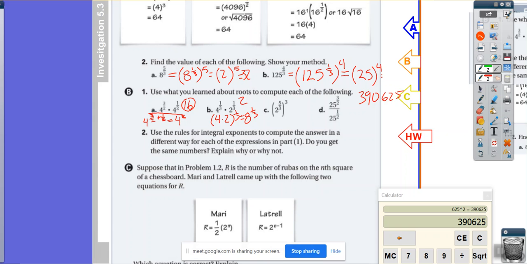What will we do in question C? What will we do with the exponents? When we are taking a power to a power, we'll multiply them, okay? So what is 5/3 times 3? 15/3, or 5. 15 divided by 3 is 5.